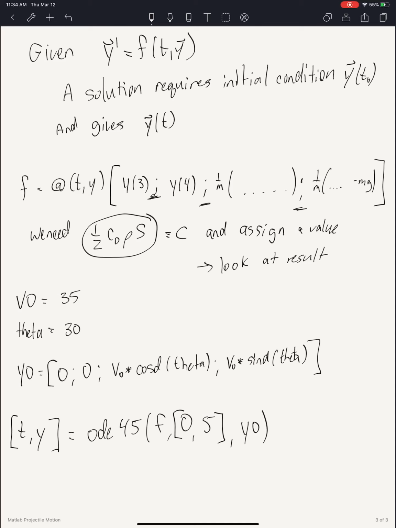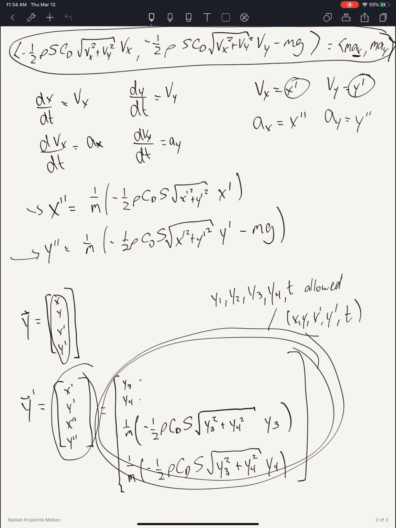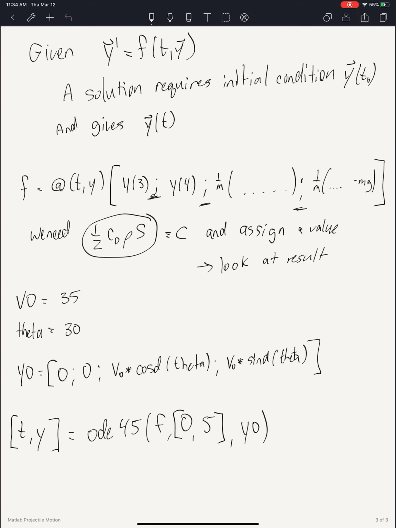Please notice this is going to output a many row by 4 column result because it's giving you all of these as a function of time: x, y, x prime, and y prime. I think it's convenient to therefore go ahead and say what x is. X is y(:,1).